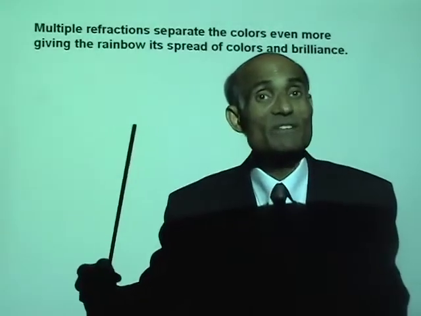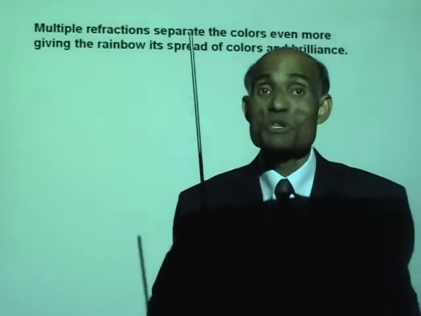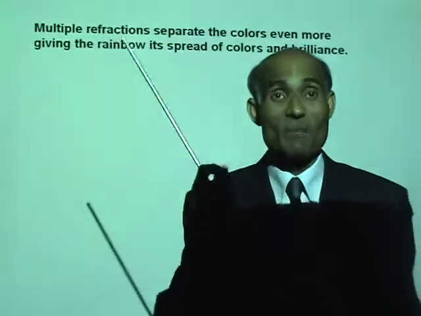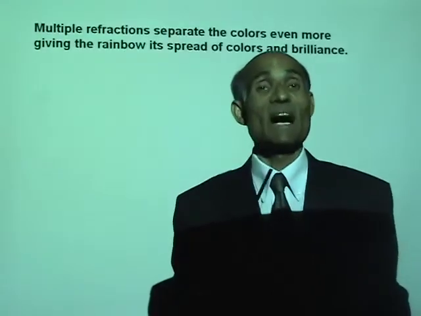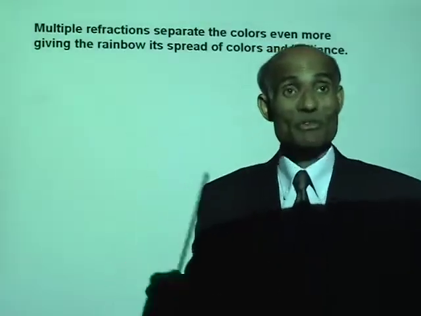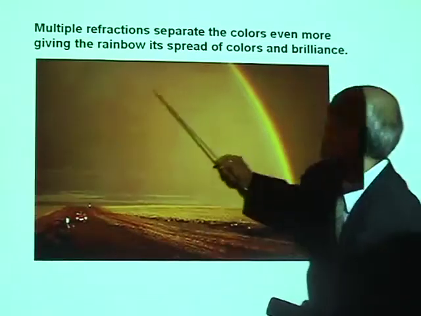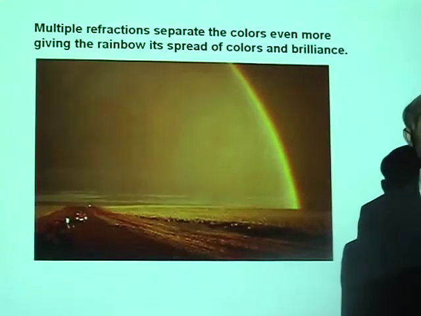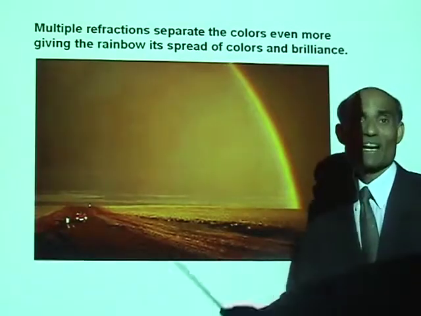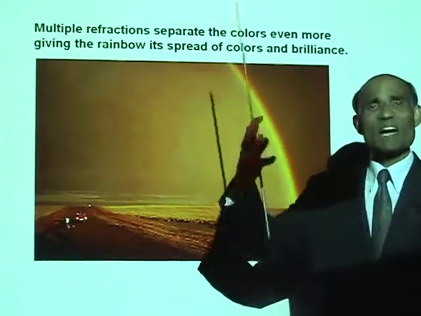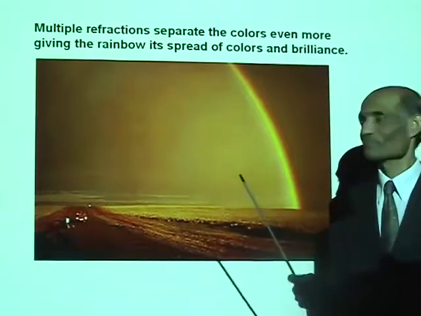What is the cause? What causes it? It is the dispersion of light by the small droplets of water, each droplet acting as a prism. Now, look at this beautiful rainbow. Have you seen one like this? Yes. You see, nature has such spectacular sceneries for us.